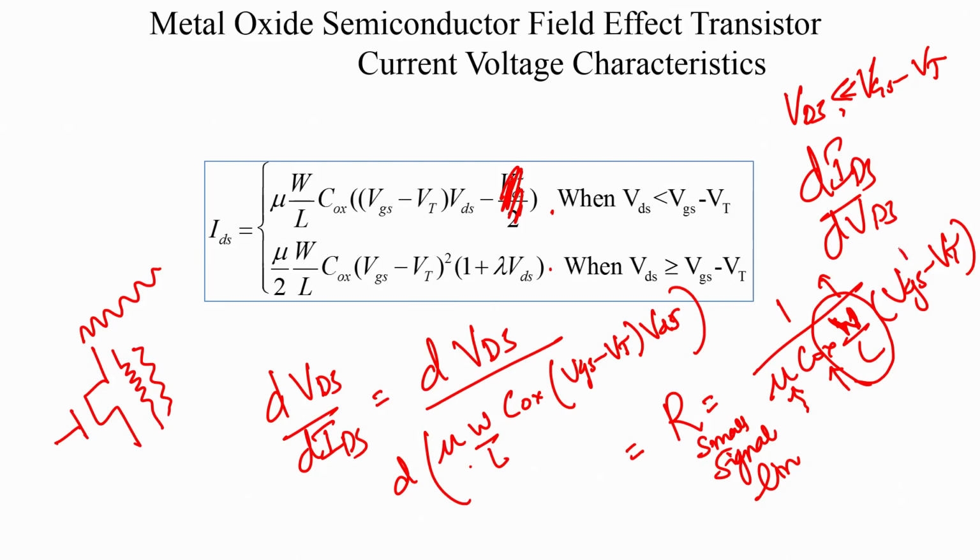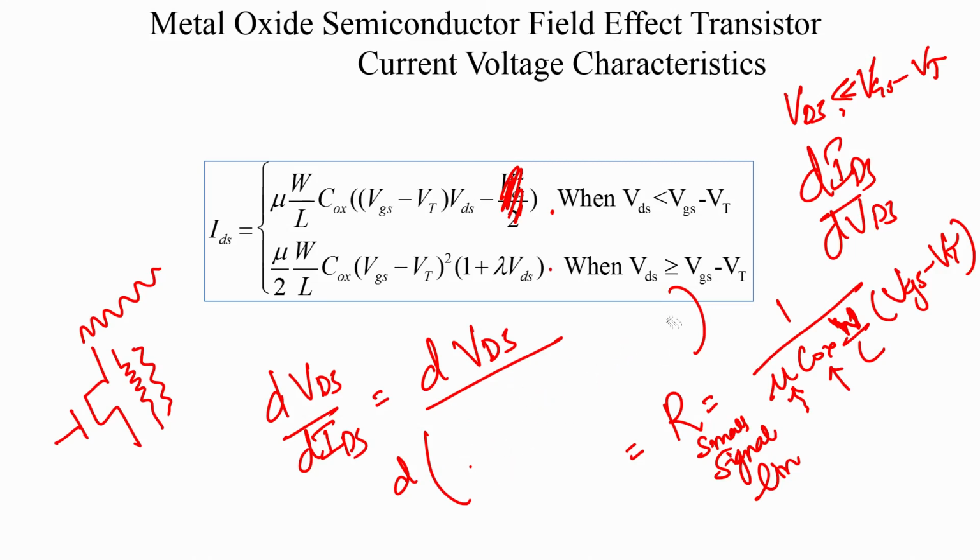And if you increase the gate overdrive voltage, which is the gate to source voltage minus VT, definitely you have created more inversion, more electrons, and therefore the resistance comes down. So, this is the resistance of the MOSFET in linear operation. Now, what about saturation?